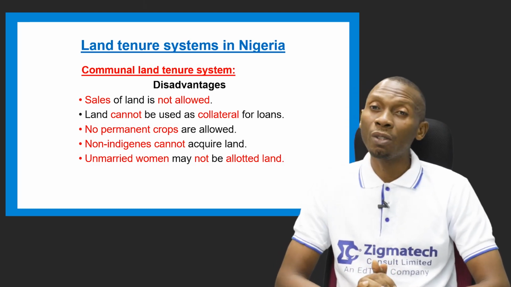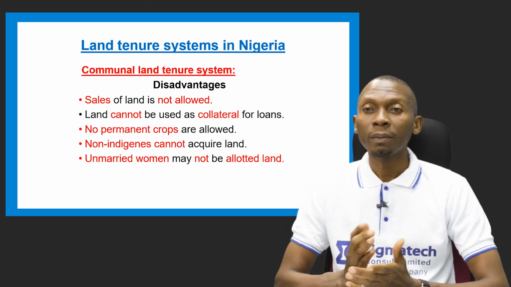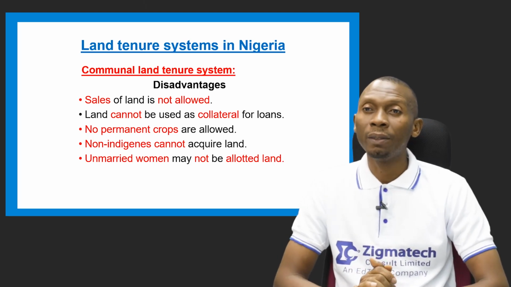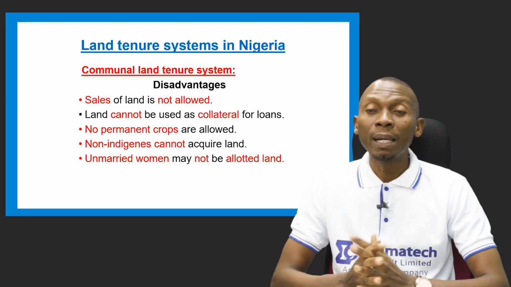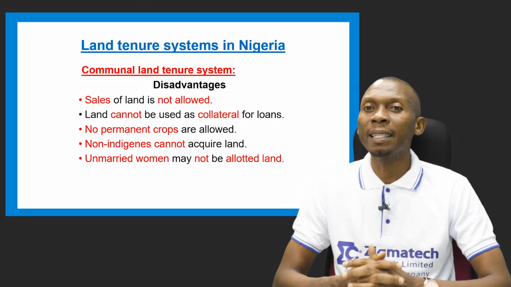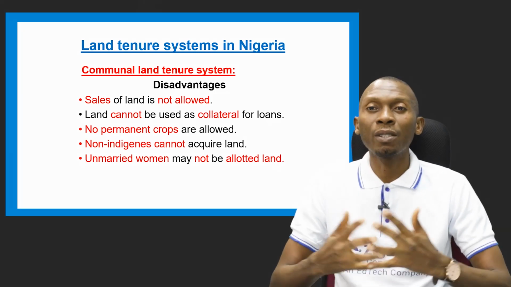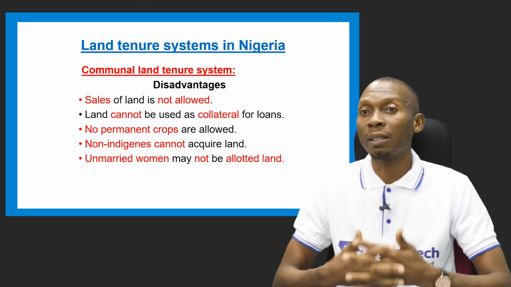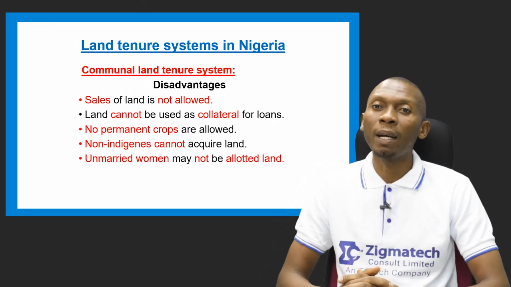Now, when it comes to agricultural development, agriculture requires capital, and as a result of this, sometimes the farmer needs some financial support, so he needs to get a loan. But in this case, the land belongs to the community, and so an individual cannot take the land and use it as a means of getting loans from the bank.